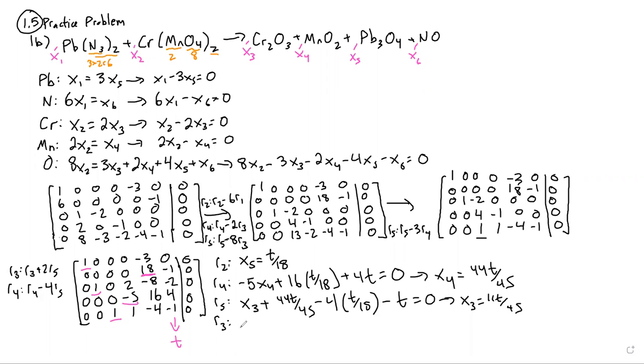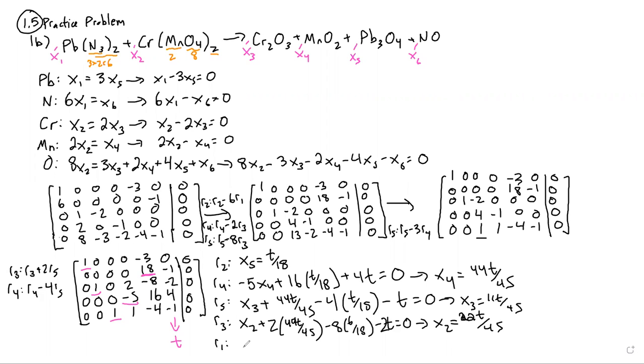So row 3 tells us that x2 plus 2 of my x4, which we solved for here, was 44t over 45, and minus 8x5, which is t over 18, and then minus x6, so minus t is 0, and so that tells us that x2 is going to be, I just realized a bit of a problem in the calculation. I was missing a 2 here on that equation. I was getting a negative for the x2, which is a little bit of a problem. And so if we actually do put that 2 in there and solve it the way it should be solved, we do end up getting x2 equals 22t over 45.